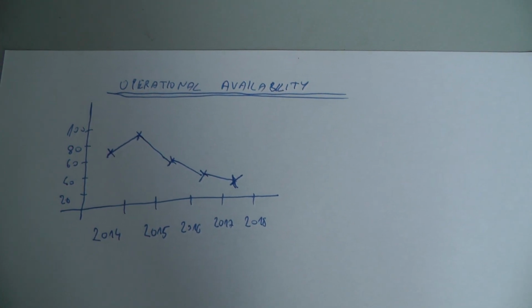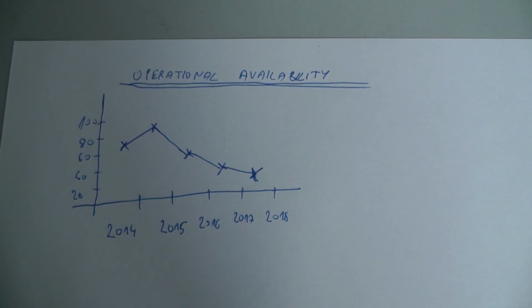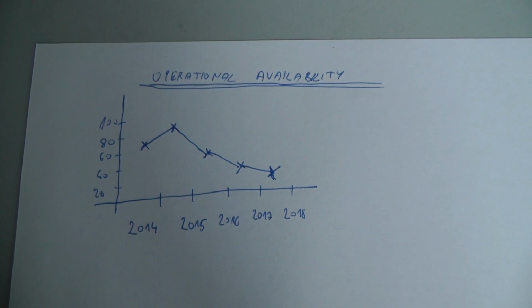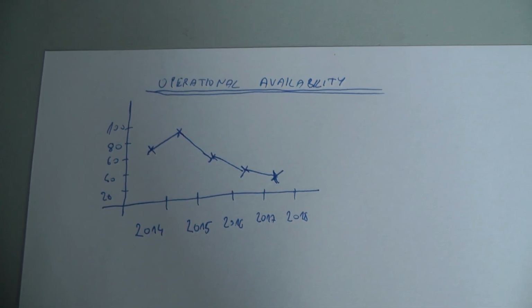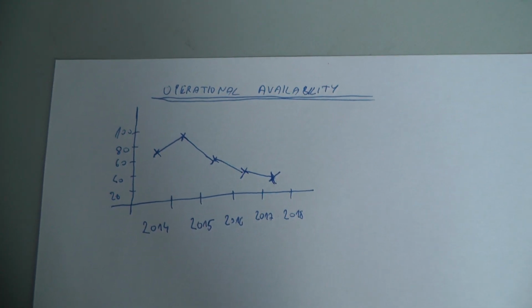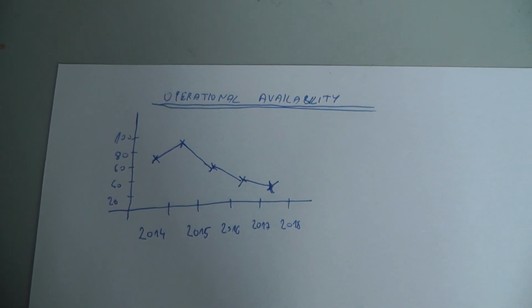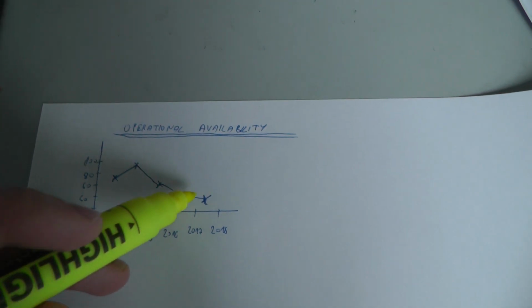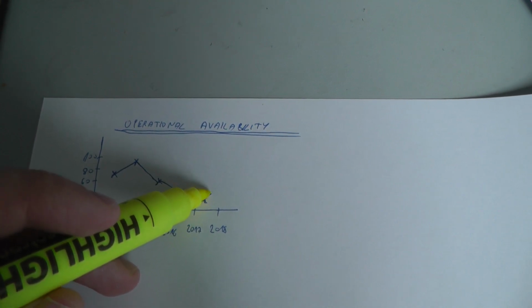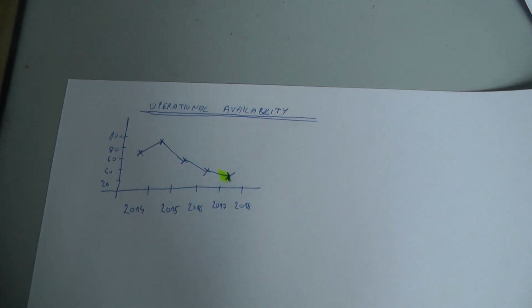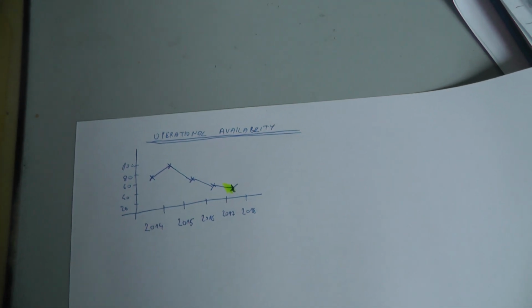When we need to start, you can see here a graph of operational availability, and we can see that we have a big problem with the availability of equipment, because in the last year it was critical. Every 20 hours we had some problem.